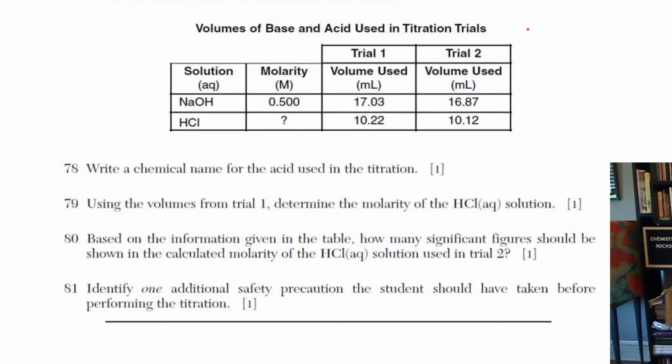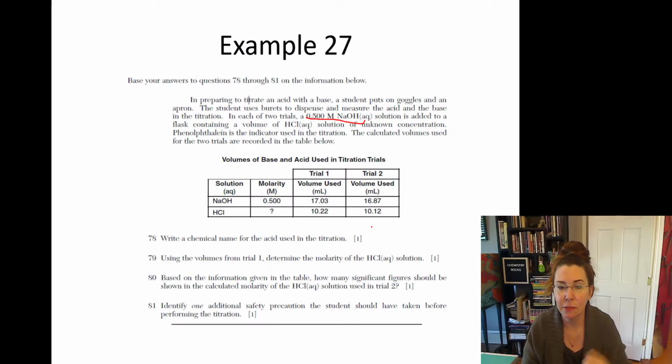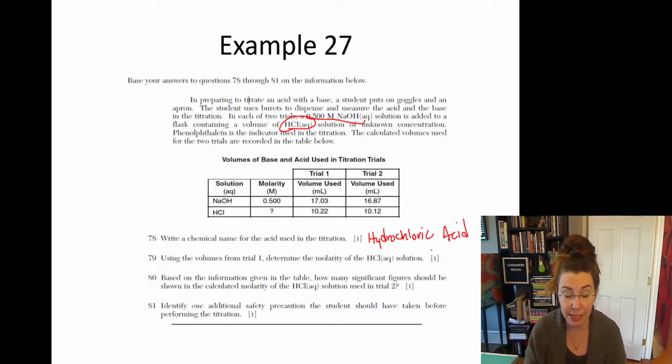So, first thing it says, write a chemical name for the acid used in the titration. Okay, what's the name of the acid used in the titration? Well, they tell us it's HCl. You go to Table K, that is hydrochloric acid.